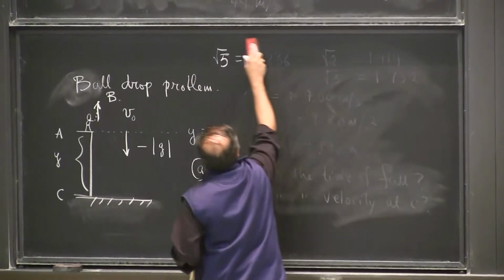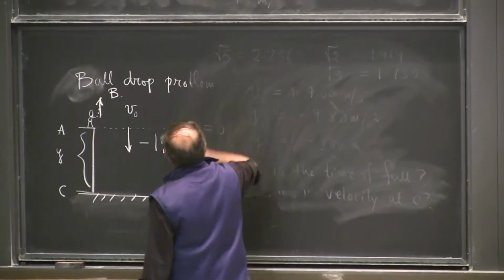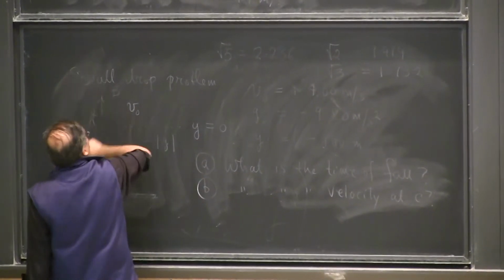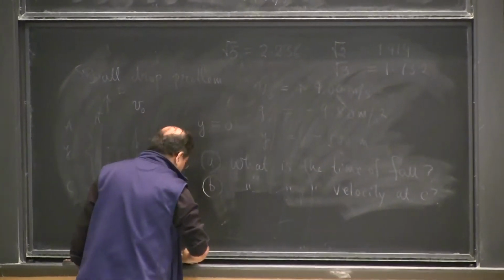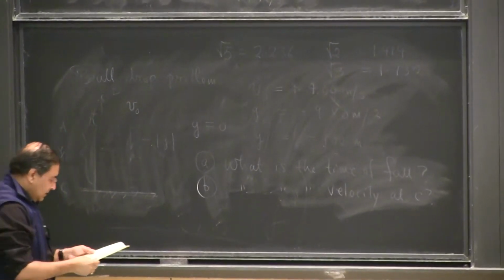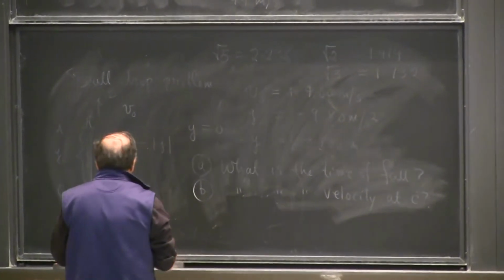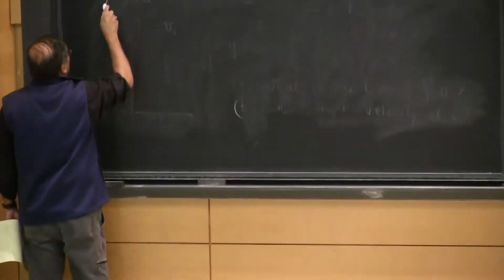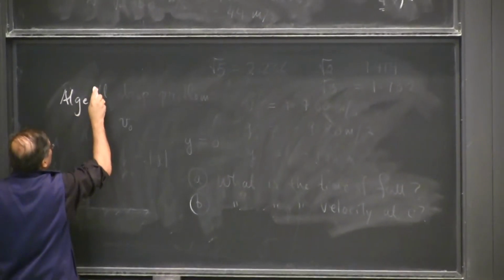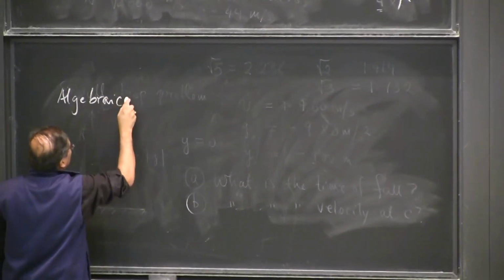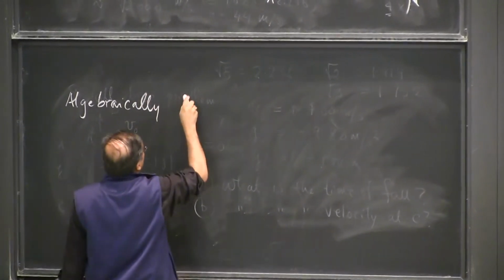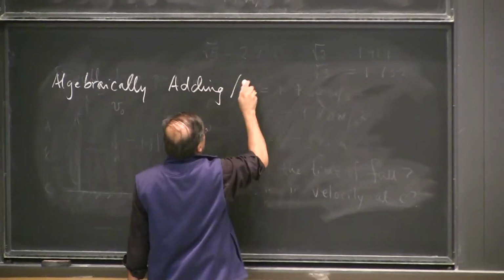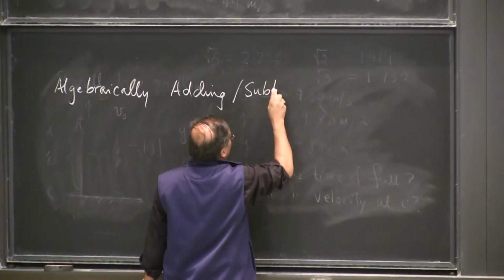And getting the answer, if it requires you to go through that much drawing, that may not always be the best tool. Sometimes it could be, but other times it may not be. So the other way of doing vectors is algebraically. Whether adding or subtracting, subtraction is the same as addition with a minus sign.